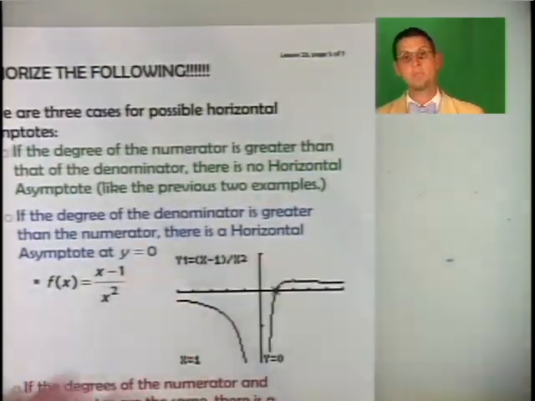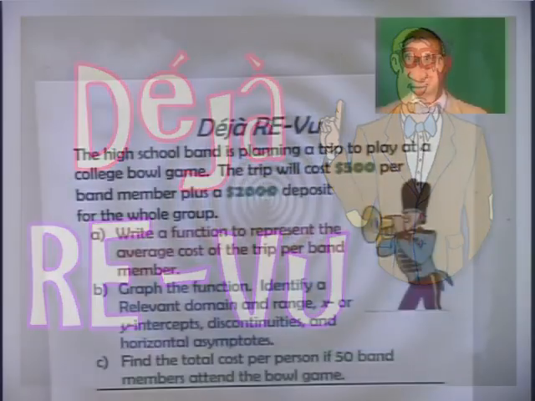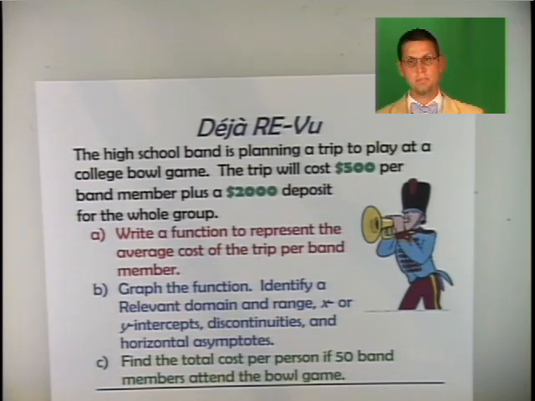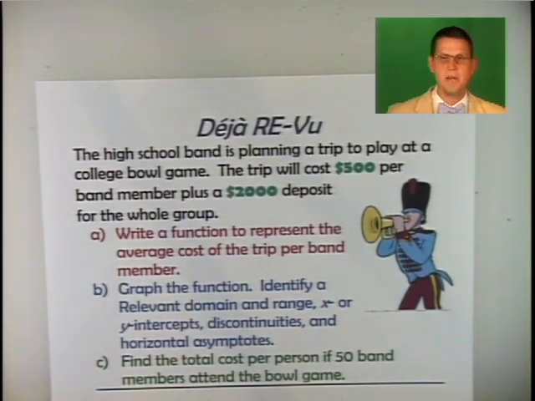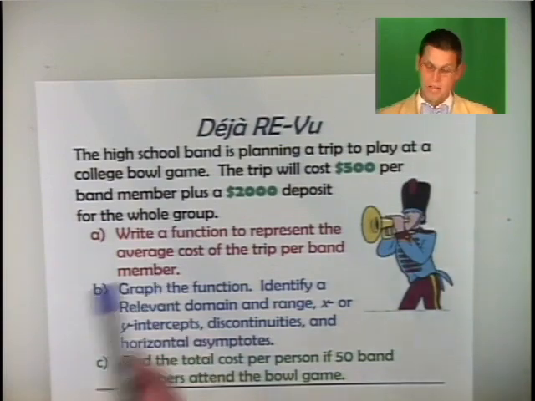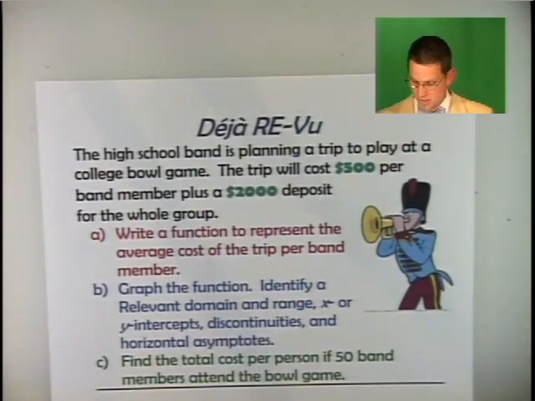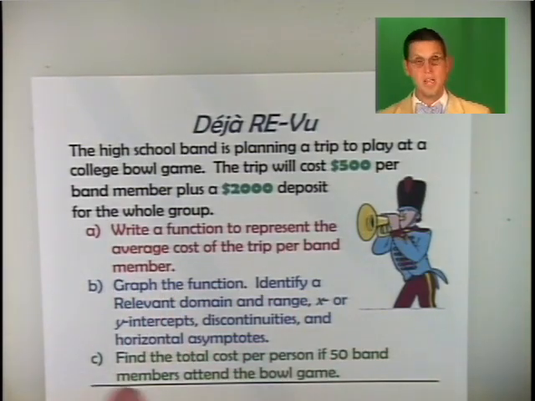Okay? Now we're going to move on to my favorite part of the show. Deja Review. For this we're going to take a band trip. We've got a high school band. It could be New Braunfels High School. Yay, go band. There's a great band. Let's say they were so good they were invited to play at a college bowl game. With the Unicorn Band, I wouldn't doubt that's possible. But it costs money to go. So the trip is going to cost each student $500 plus a $2,000 deposit for the whole band.